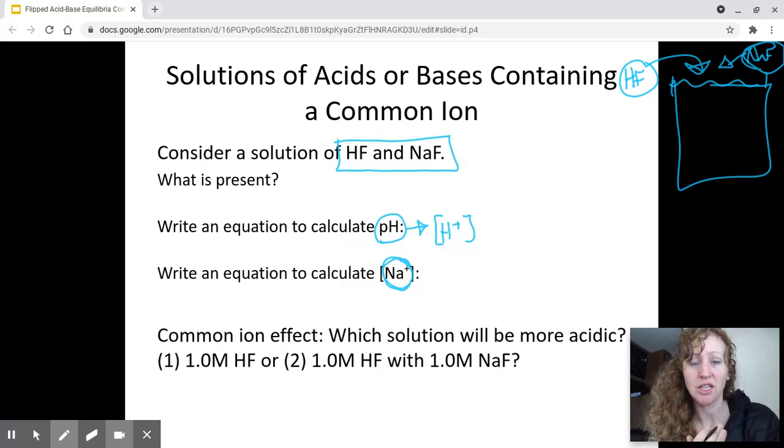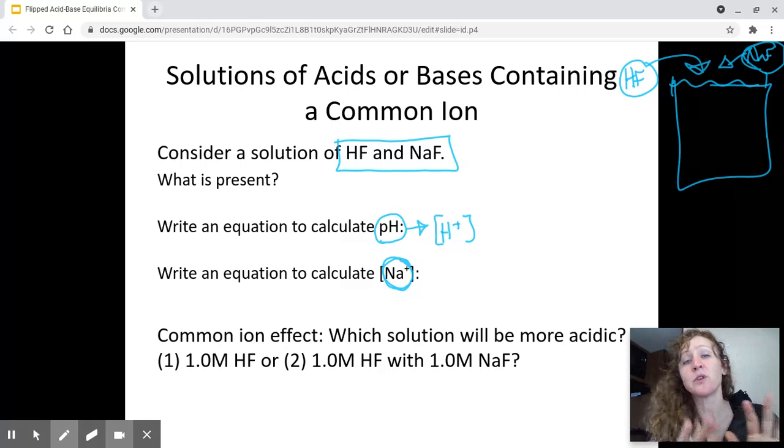Okay, so depending on what we want to know about is how we're going to set up the reaction. If we want to know about the hydrogen ion, we might set up a reaction that includes the hydrogen ion, but not the sodium ion. If we want to know about the sodium ion, we might set up a reaction that includes the sodium ion, but not the hydrogen ion. So depending on what you're looking at is going to be how you decide what you put into your solution.